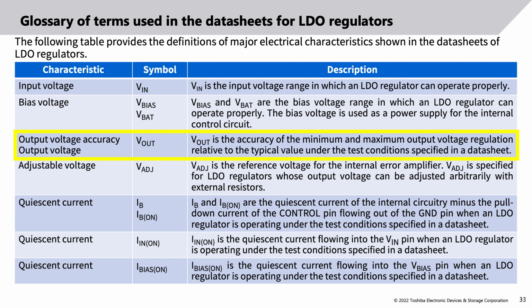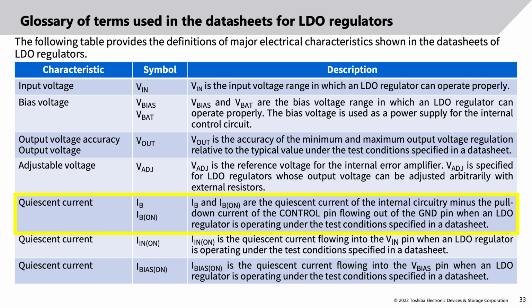Output voltage accuracy, VOUT, is the accuracy of the minimum and maximum output voltage regulation relative to the typical value under the test conditions specified in a datasheet. Adjustable voltage, VADJ, is the reference voltage for the internal error amplifier. VADJ is specified for LDO regulators whose output voltage can be adjusted arbitrarily with external resistors.